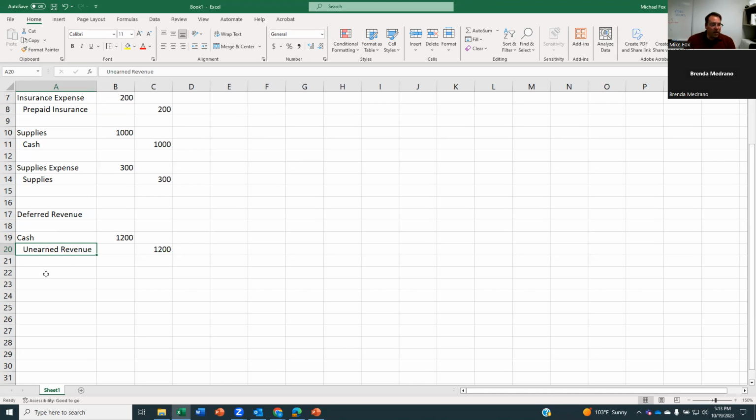So the adjusting entry would be each month to recognize that I've now earned some of that money. I would debit the unearned revenue account and credit the revenue account. So now at the end of a month, I have earned $100 worth of revenue and I'm decreasing this liability by 100. At the end of 12 months, I'll have an unearned revenue account balance of 0, and I'll show $100 of revenue for each month for the 12 months.